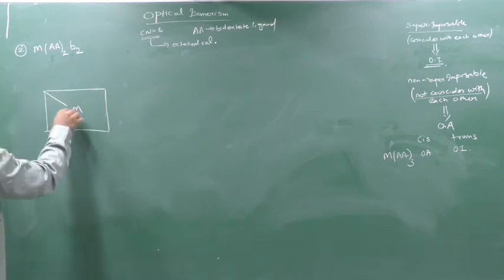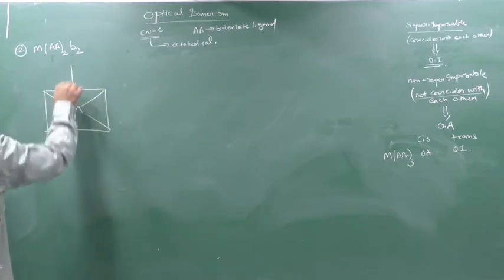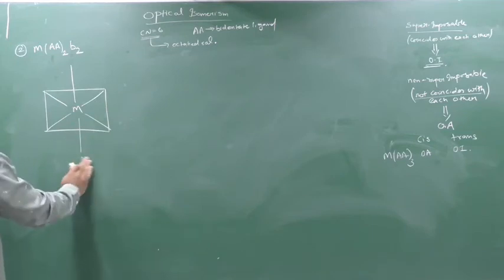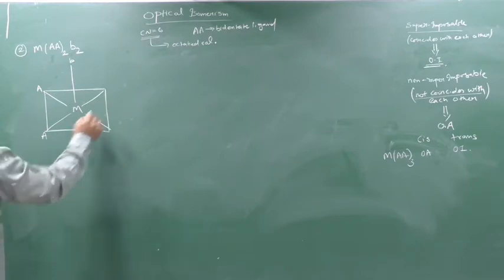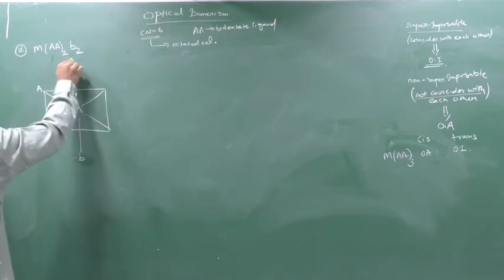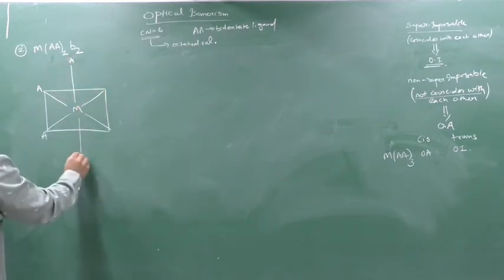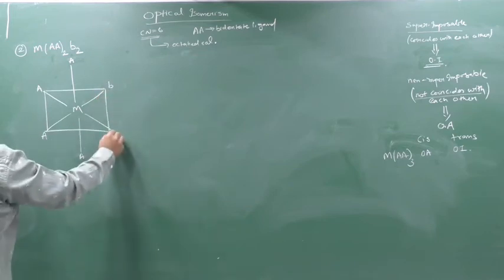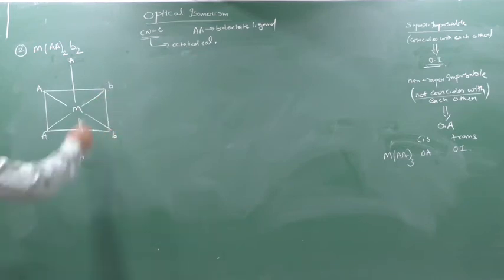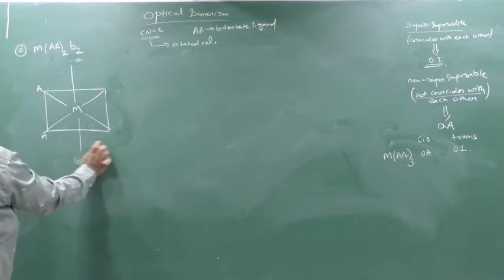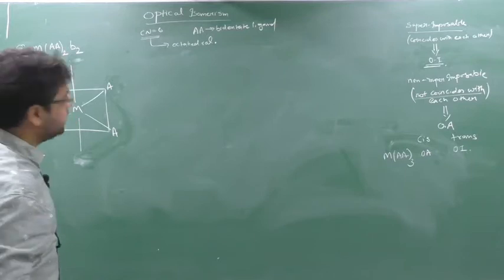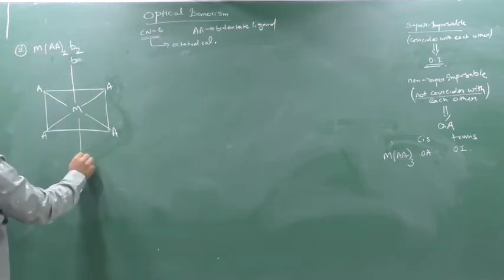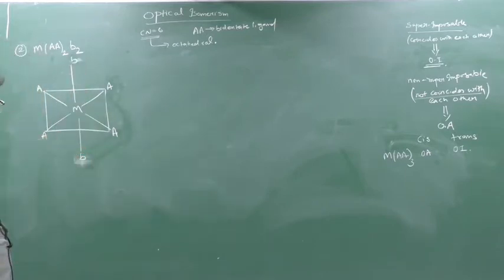M. Now I put here A. I put here A. I put here B and B. So this is 180. First I'll put here A, I'll put here B and B. Yes or no? So I cannot put like this. So what will I do? I put here A, I put here A, and B I'll put on the top. Yes or no? So this is now trans, but I want to make cis. First we'll see the cis.